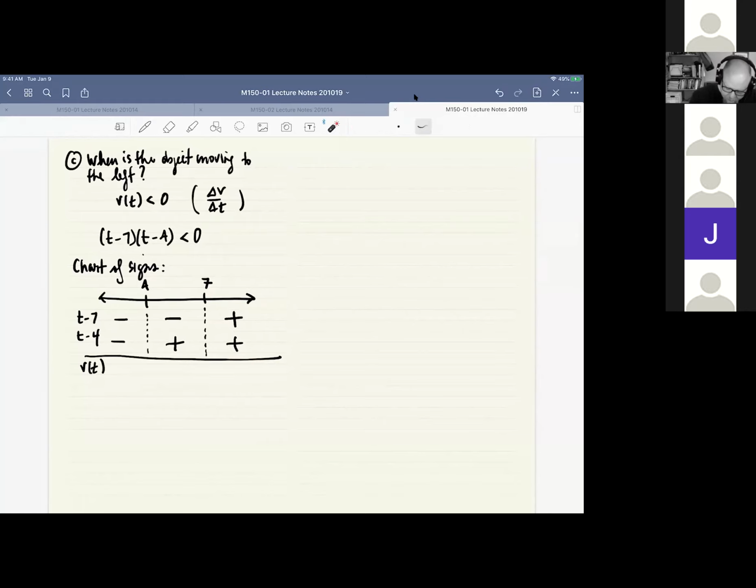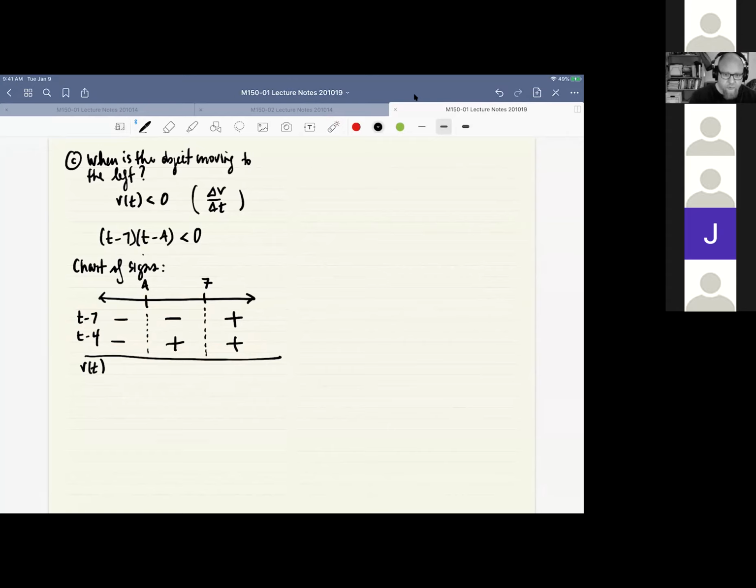And now you can look, this is called a chart of signs because I'm keeping track of when each of these factors is positive and negative. They can only change sign at 4 or 7. And sure enough, look at the factor t minus 7. As I go up the real line, it only changes sign once. And I knew that was going to happen. Look at the other factor, t minus 4. Go up the real line. It only changes sign once right there.